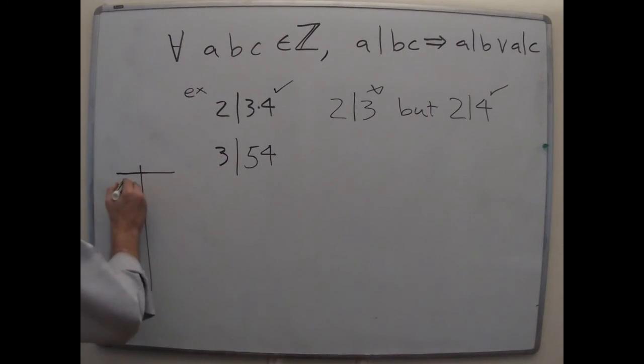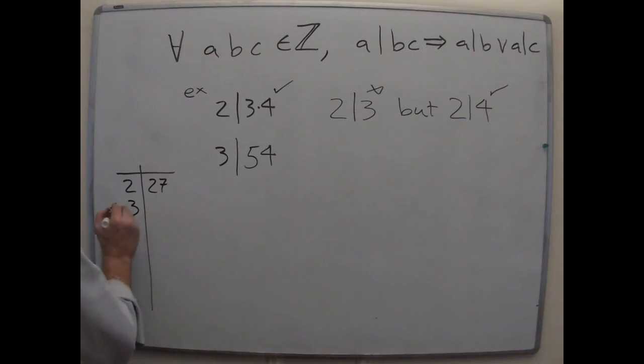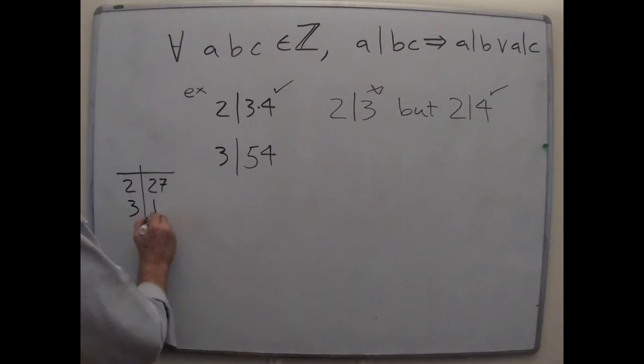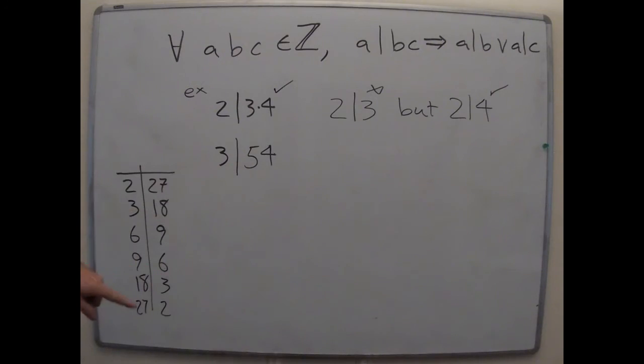Factors of 54. We could have 2 and 27, or 3 and 18, or 6 and 9. And I think that's it, because the rest of them are the same things in reverse, 9 and 6, and 18 and 3. Okay, so, well, I guess I'll finish writing them out, 27 and 2. The question now is, having divided 54 up into a product in all possible ways, is it always true that one of them is divisible by 3?